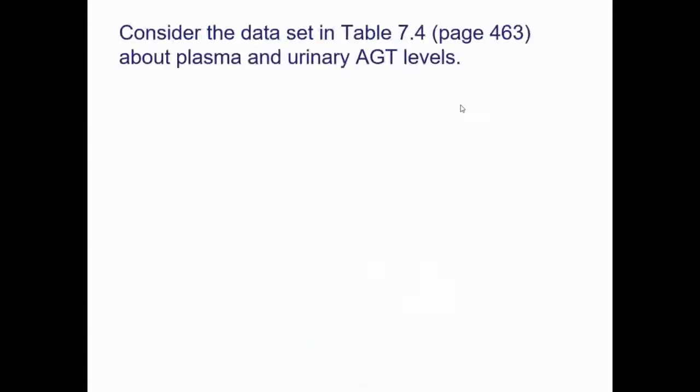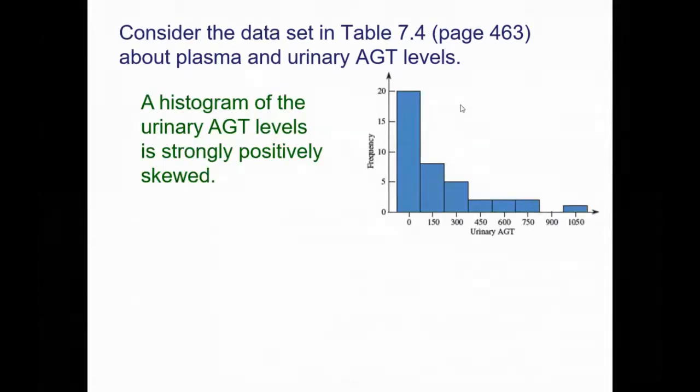Let's look at an example. The data comes from table 7.4 in your book about plasma and urinary AGT levels. I have no clue what AGT stands for, but we'll go with it anyways. When I hear AGT, I think of the show America's Got Talent.